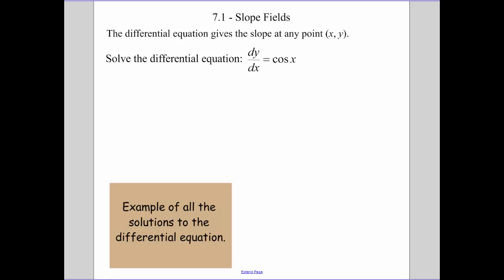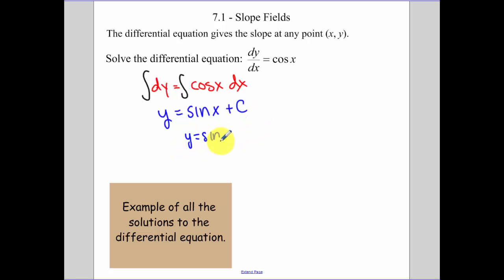Okay, so the differential equation gives us a slope at any point x, y. We already know that. So let's solve this differential equation. So, separation of variables. Okay, what I'm going to do is integrate both sides. When I integrate the left side, we get y. What function's derivative is cosine? That's sine. Now plus c. We don't have an initial condition. We don't have an x, y point to plug in, so we have all these different possibilities for c.